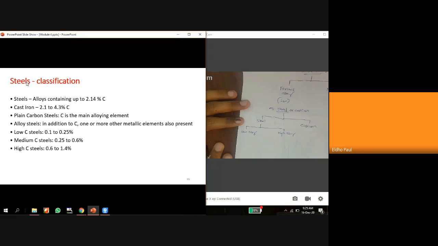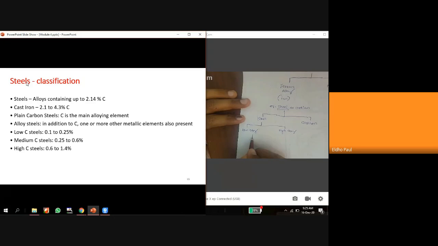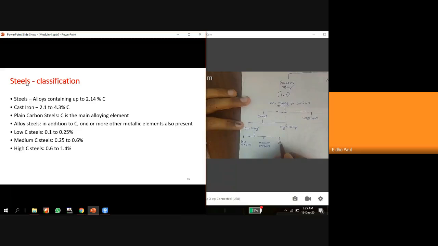Low alloy steel can be classified into three: low carbon content, low alloy steel; medium carbon content, low alloy steel; and the third one is high carbon content, low alloy steel.